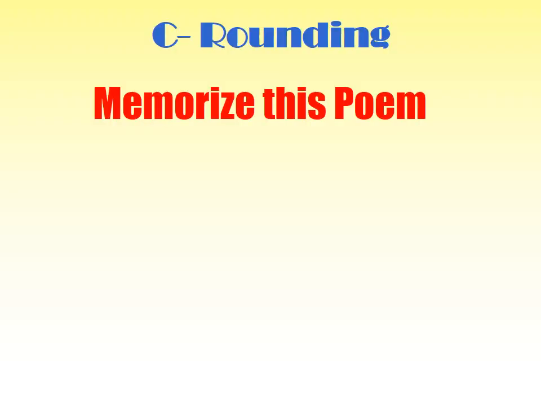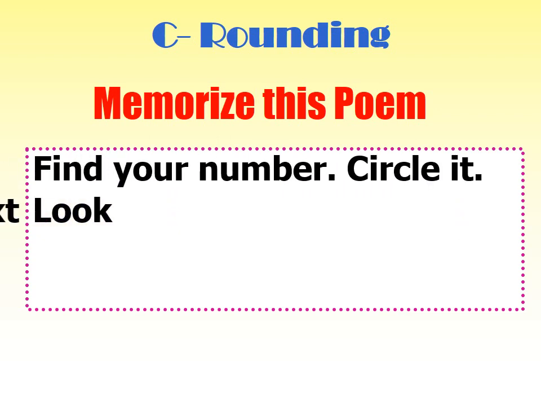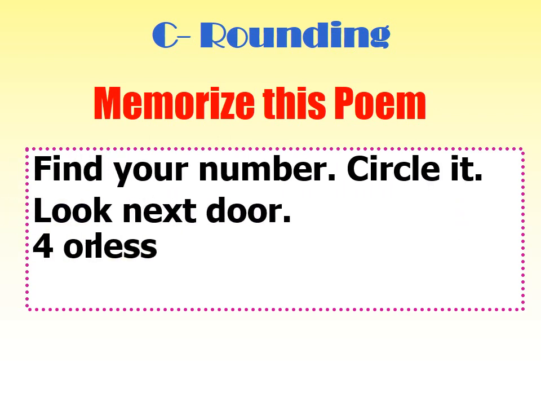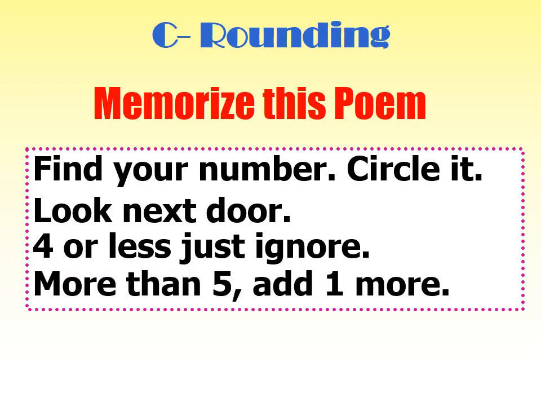So before we actually do practice problems, there's a neat poem you should try to memorize. There's more to rounding than this poem, and we're going to see some exceptions, but the poem goes as follows. Find your number, circle it, look next door, 4 or less, just ignore, 5 or more, add 1 more. So let's see how that poem applies.